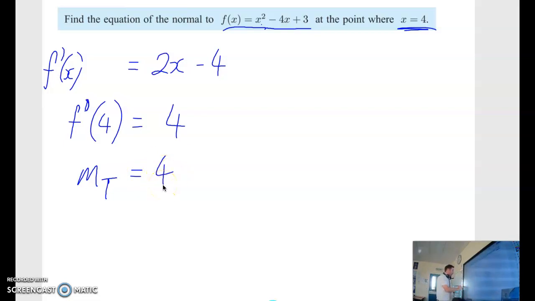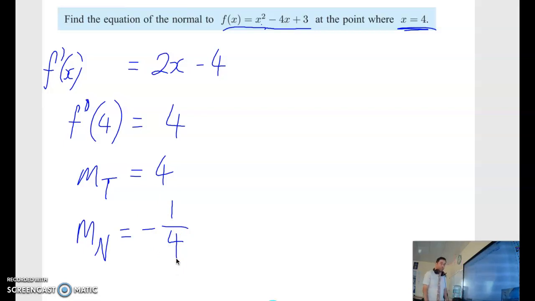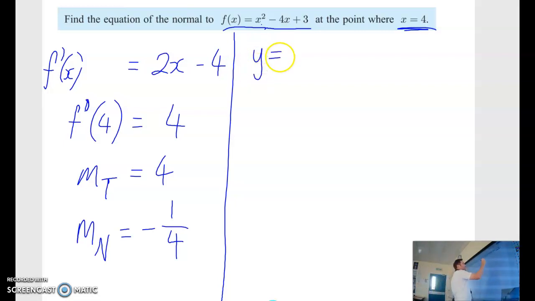Now to find the gradient of our normal, mn, we just do the negative reciprocal. Negative 1 over 4. Negative a quarter is the gradient of our normal. That is the fundamentals there of finding the gradient of the normal. What we now need to do is a little bit of work to try and find the full equation of that. So we know it's going to be in this form, y equals minus quarter x plus something.